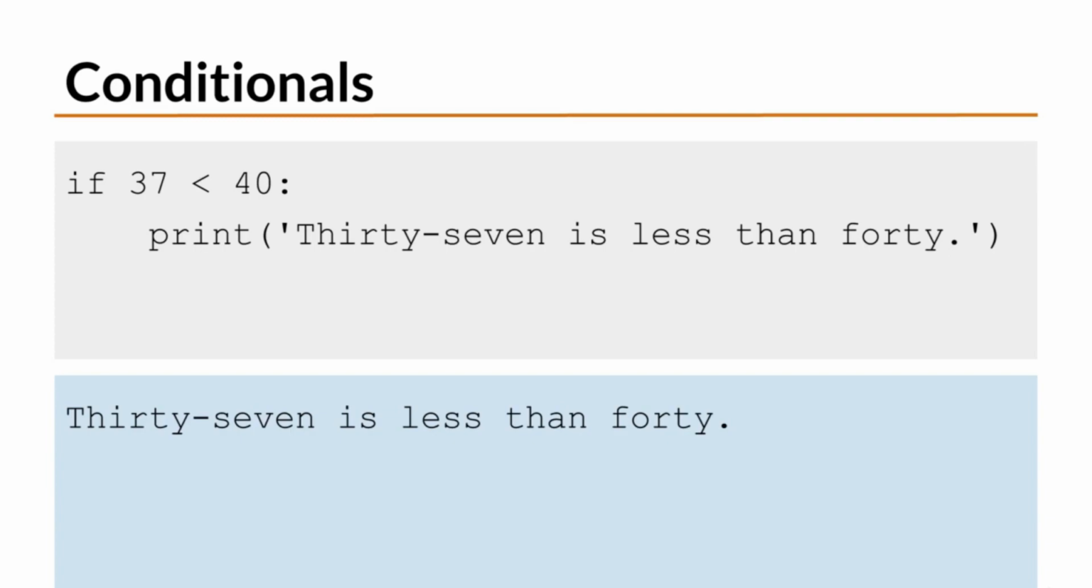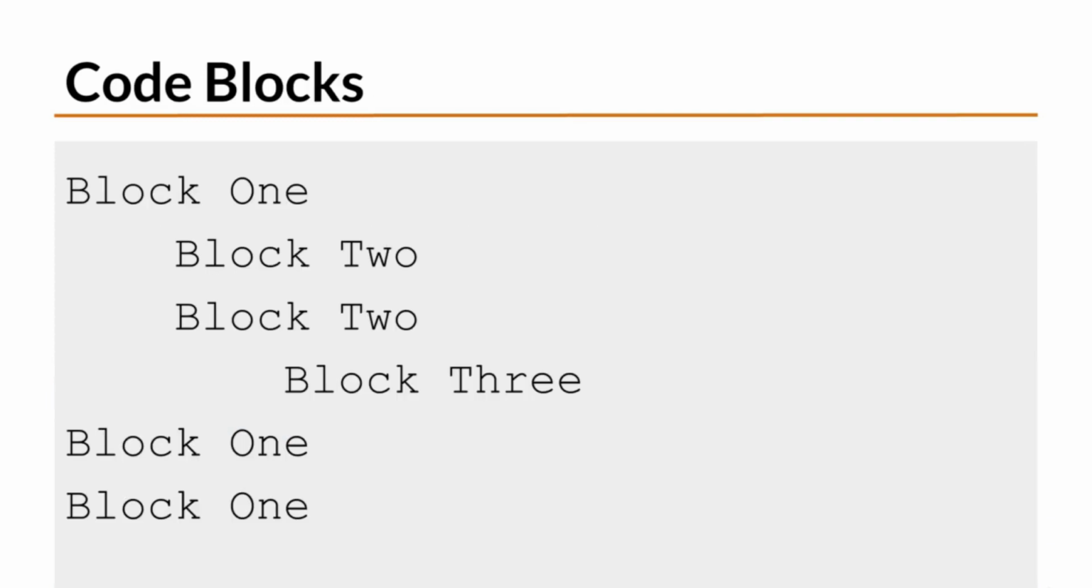All the statements that are at the same distance to the right belong to that code block. A code block can contain one or more lines. The block of code ends when it is followed by a line that is less indented than the current code block. Also, code blocks can be nested.